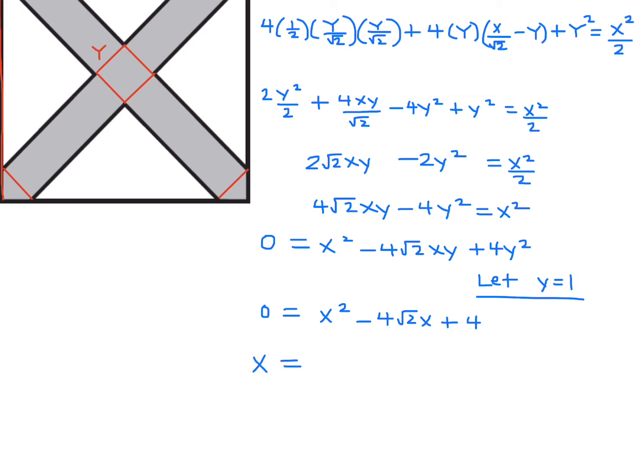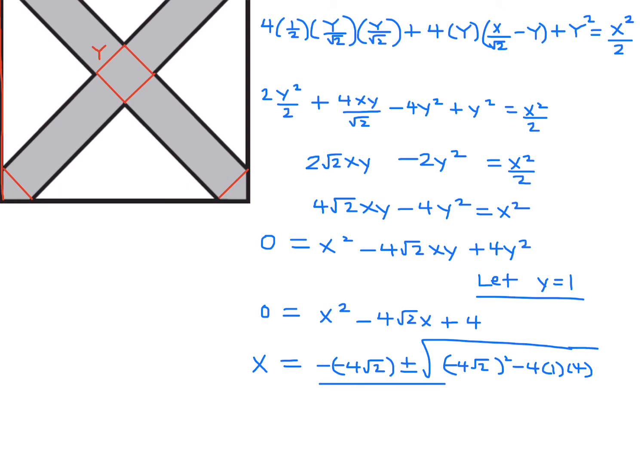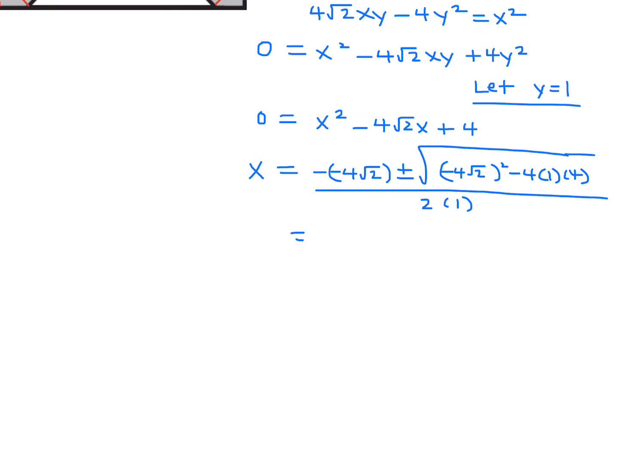All right, great. I can use Pythagoras. Or sorry, not Pythagoras. I can use the quadratic equation. All right, so here we go. Minus b plus or minus square root of b squared minus 4ac, correct? All over 2a. So this gives me 4 root 2 plus or minus 4 root 2 squared is 16 times 2, 32. 32 minus 16 all over 2.